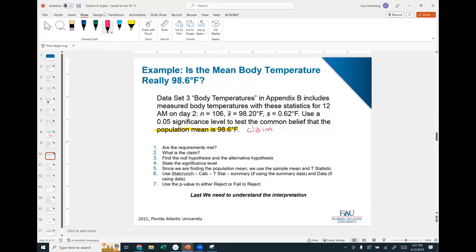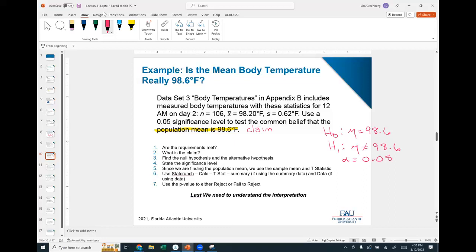So now we have to find our null hypothesis and our alternative hypothesis. Remember, our null hypothesis is always the equal, 98.6. Our alternative is not saying less than, it's not saying greater than, it's actually saying that it's not equal to 98.6. This is a two-tailed test.